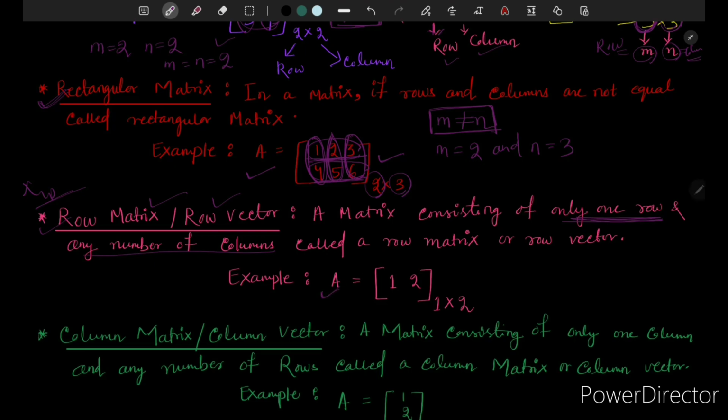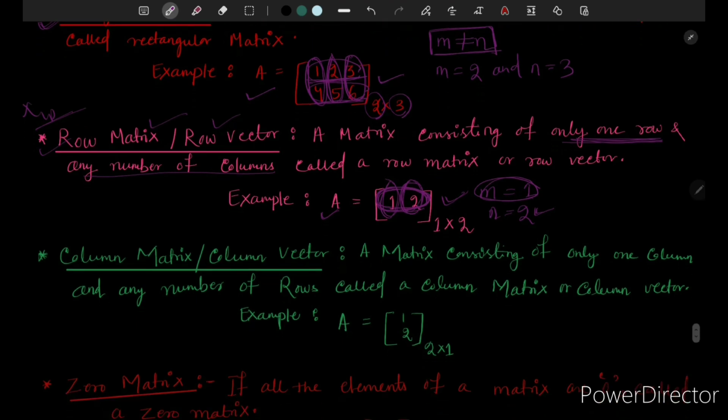Here you can see that A is a matrix which contains 2 elements, 1 and 2. Here we can find only one row and 2 columns. I am repeating, here I find only one row and 2 columns. So m, that means rows, equals 1 and n, columns, equals 2. Since we have only one row and two columns, we can call it a row vector or row matrix.